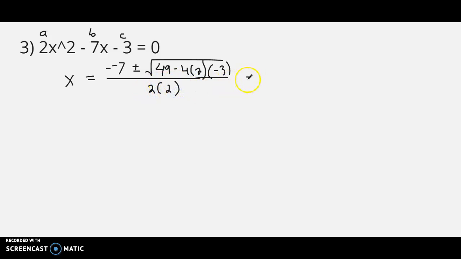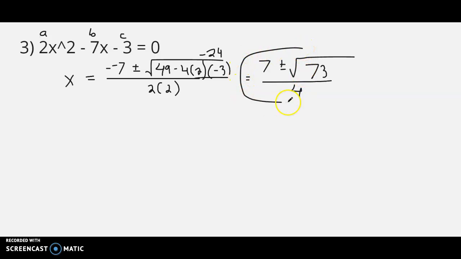And now we're going to simplify that. Negative, positive 7. 4 times 2 is 8. 8 times negative 3 is a negative 24. 49 minus a negative 24 is 73. 2 times 2 is 4. So our answer is 7 plus or minus the square root of 73, all over 4.